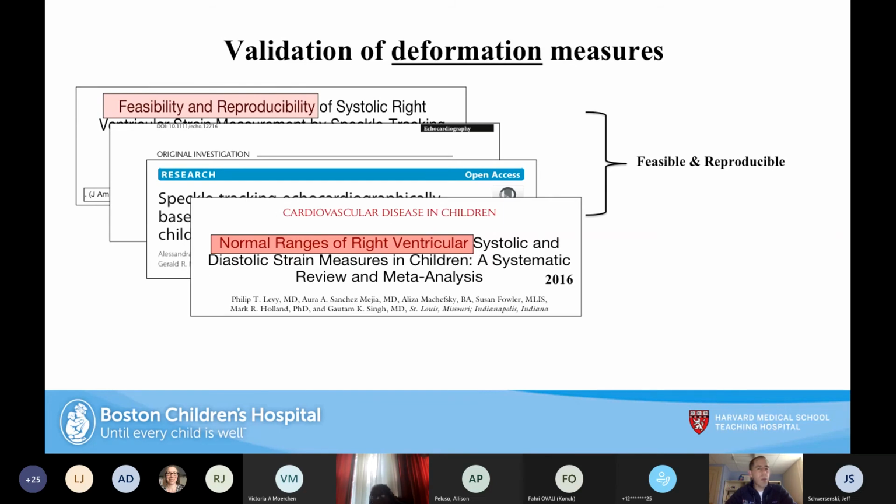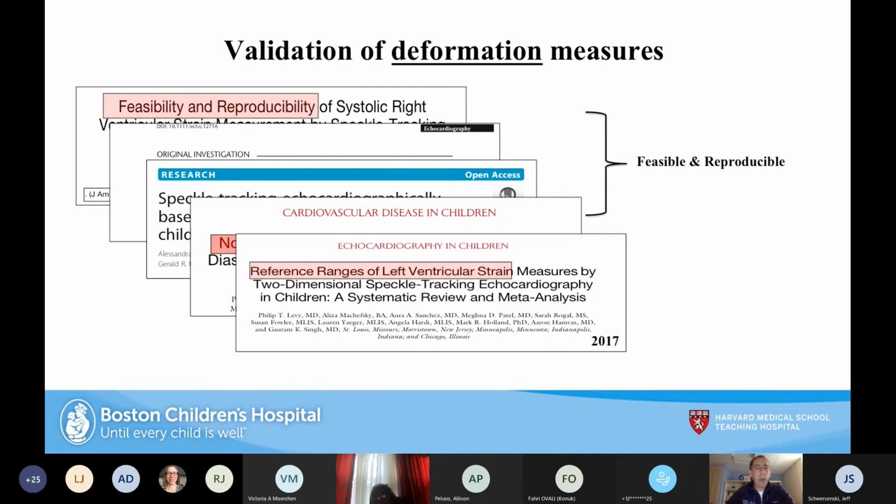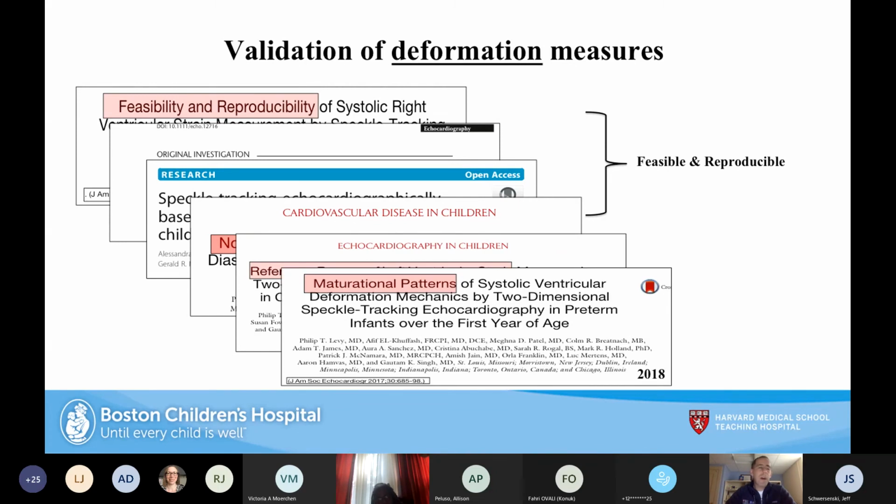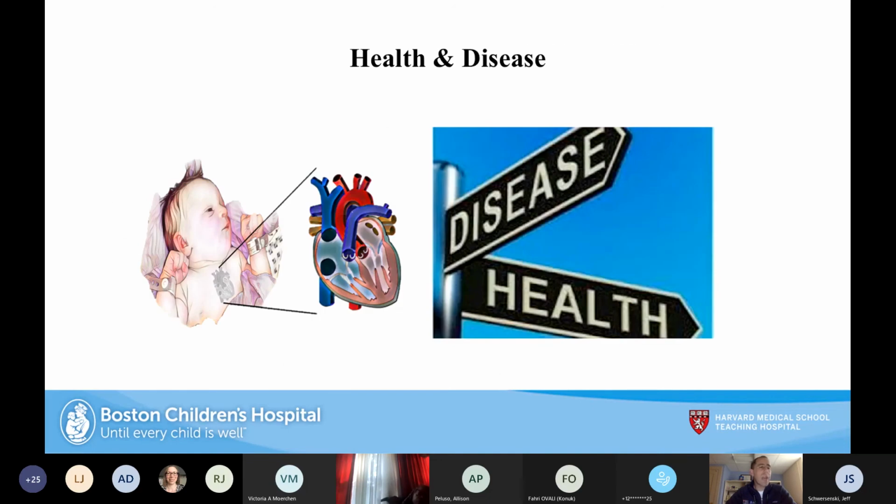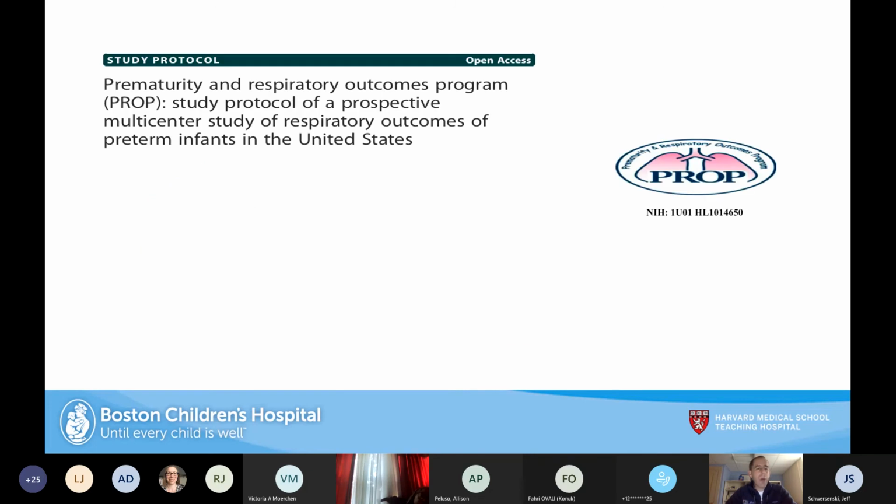Next, we discovered normal ranges of right ventricular function. We looked at normal ranges of left ventricular function with these strain or deformation patterns. And finally, we looked at them in the preterm population, all giving us a sense of reference patterns. So this fulfills step 1 and step 2. What we needed to do was understand how these measures would play out in health and disease. In other words, with observational studies, how would these track over time, and then could we use these measures as outcome markers?